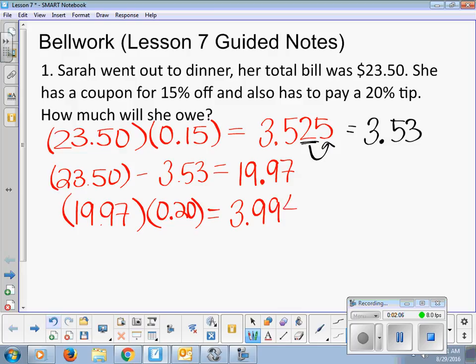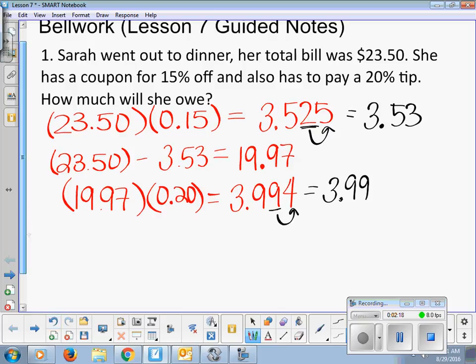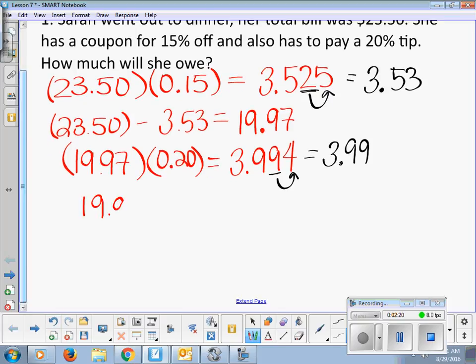3.99. And in terms of money, we want to round to the nearest hundredth. So this is just going to stay as $3.99. This $3.99, are we adding or subtracting it from our total? Adding, because it's a tip, it's an additional price we have to pay. And $3.99 plus $19.97 gives us a total of $23.96.